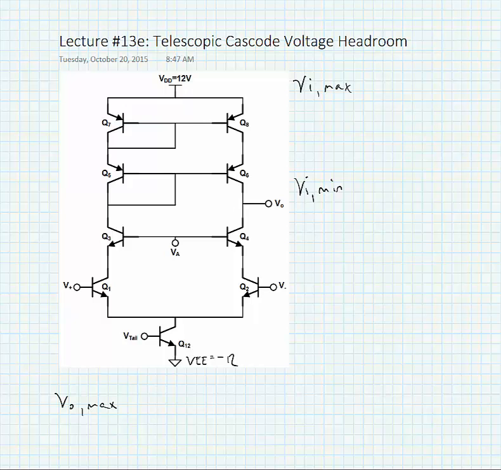Okay, we're looking at the Telescopic Cascode amplifier, and we noted that it has higher gain, but it also has lower voltage headroom and lower bandwidth. Let's examine the voltage headroom.